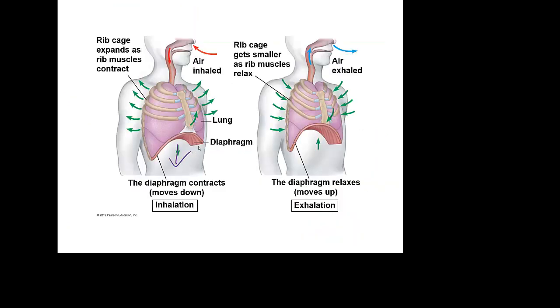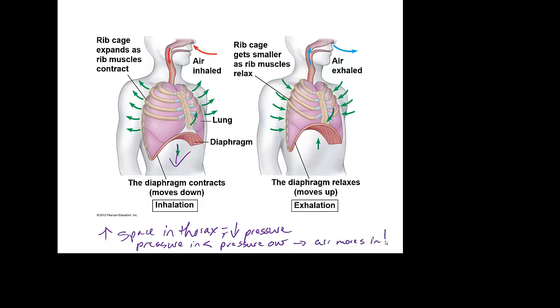Diaphragm moves down, lungs inflate. Why? Because as the diaphragm moves down, it increases the space in the thorax, which decreases the pressure. And if the pressure in is less than the pressure out, air moves in.